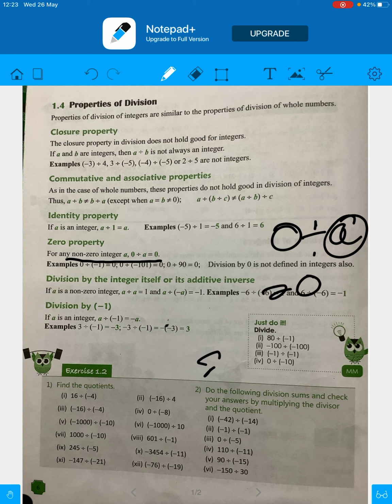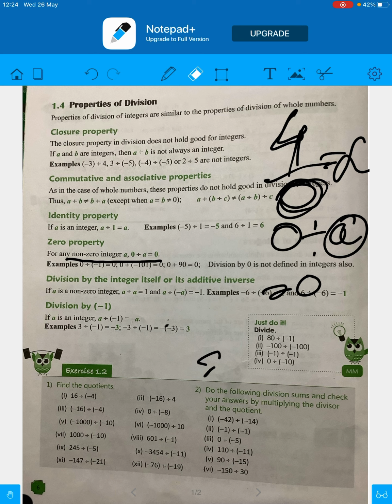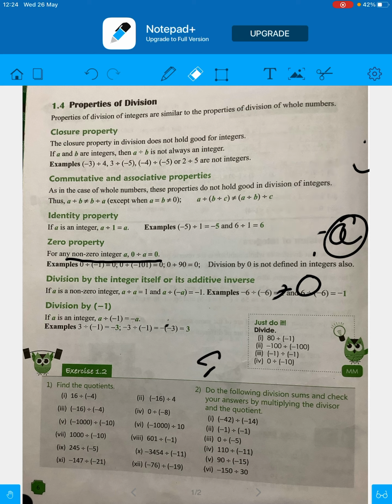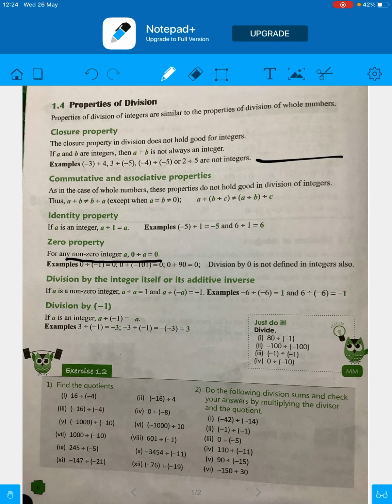But a has to be a non-zero integer, because suppose any number 4 is divided by 0, it can never be a number. 4 divided by 0 is not a number. This is known as infinity. You will learn about it in senior classes. But just remember that the numerator is this, the denominator is this, and the denominator can never be 0.